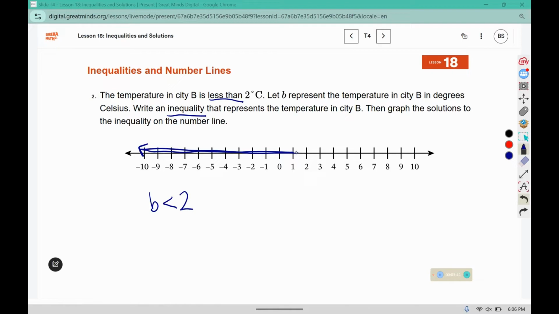It can get really, really close to 2, like 1.99, but it can't get to exactly 2. So instead of putting a dot on 2, we're going to put an open circle on 2 to show that we can get really close to 2, but we can't get to exactly 2.